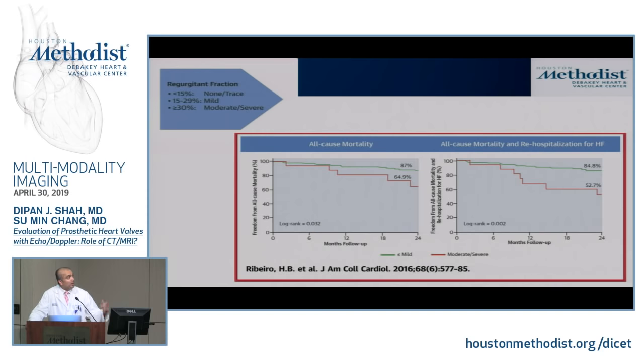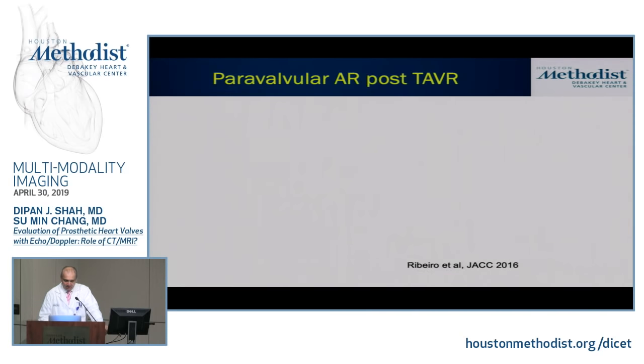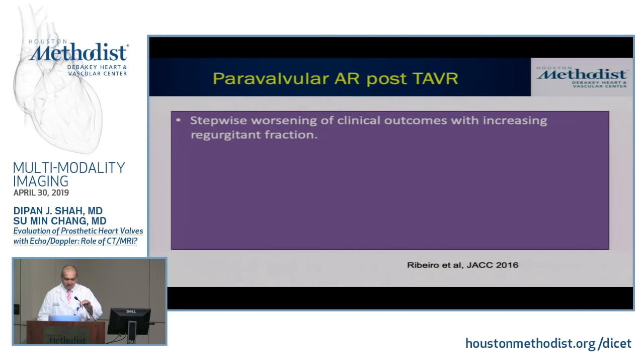Now, there's a large series, about 150 patients or so, from a Canadian group that published on the prognostic significance of paravalvular aortic regurgitation as assessed by CMR. In this study, they were able to demonstrate that whether you look at all-cause mortality or a combined endpoint of all-cause mortality and hospitalization for heart failure, there's significant separation between those patients who had mild aortic regurgitation by CMR and those who had moderate or severe regurgitation by CMR, defined here as greater than 30% regurgitant fraction.